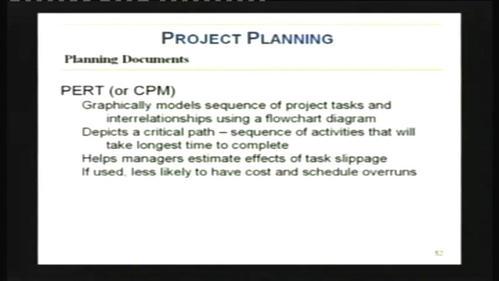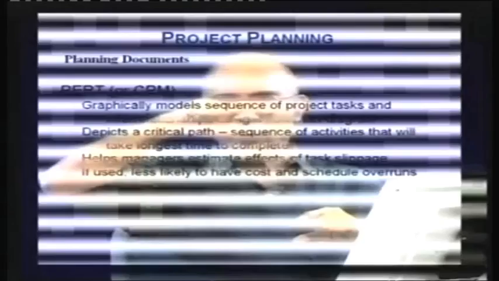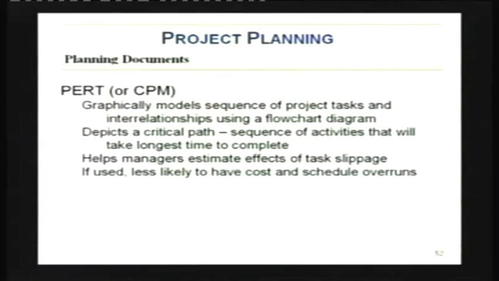What both PERT and CPM charts do is graphically model the sequence of project tasks. That's something the PERT and CPM networks do. Now you end up with a network of activities. It will also help you, particularly CPM, find the critical path. The critical path is the sequence of tasks where, if any task is delayed on this path, the whole project is going to be delayed. So this is the path that you've got to watch.